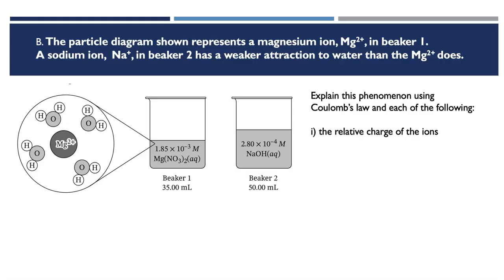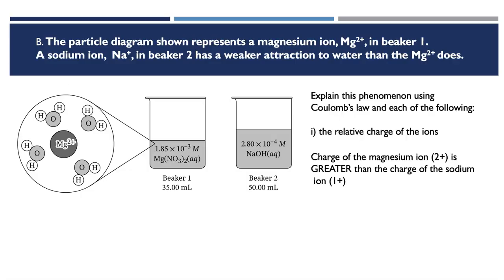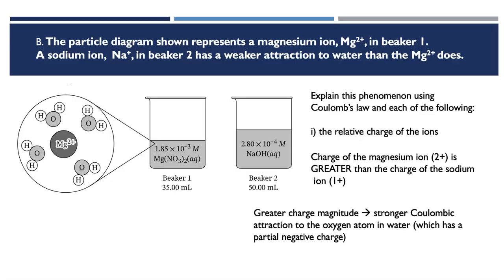So here we're going to talk about the relative charge of the ions. The key point that you need to make in your answer is the charge of the magnesium ion, which is 2+, is greater than the charge of the sodium ion, which is 1+. Because of that greater charge magnitude, we're going to end up with stronger Coulombic attractions between the cation and the oxygen atom of water, which has a partial negative charge. You don't want to say that it's an oxide ion here. It's a partially negative oxygen atom in the water molecule.